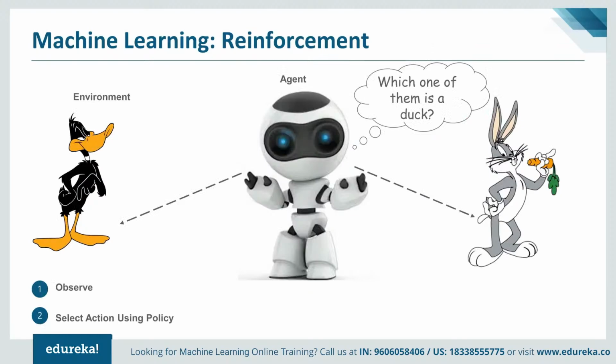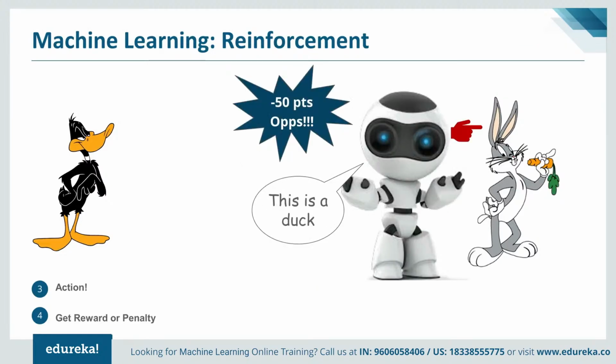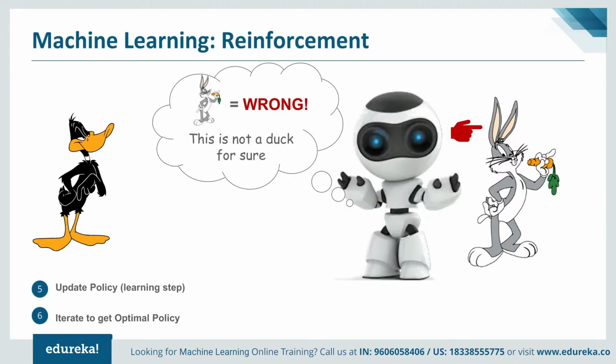Let's see an example. Here we can see that we have an agent who has to judge from the environment to find out which of the two is a duck. The first task he did is to observe the environment. Next, he selects some action using some policy. It seems that the machine has made a wrong decision by choosing a bunny as a duck. So the machine will get penalty for it. For example, minus 50 point for a wrong answer, right? Now the machine will update its policy and this will continue till the machine gets an optimal policy. From the next time, machine will know that bunny is not a duck.